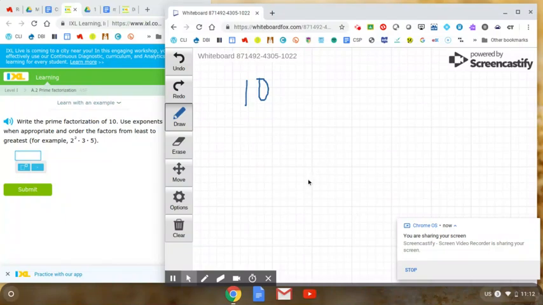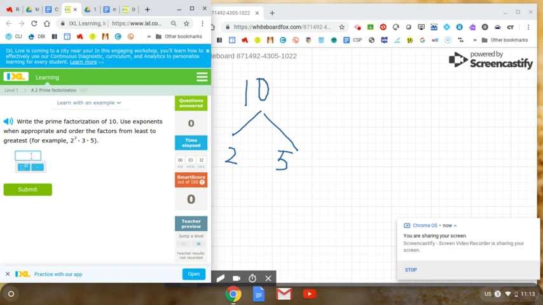Okay, class, for this, we start learning about prime factorization. In order to find prime factorization, you need to know all the prime numbers as you have practiced today. So let's look at this question here. 10 is a composite number because you can have 2 and 5. 2 times 5 is 10. So 2 and 5 are prime numbers. Therefore, this is the prime factorization: 2 times 5.